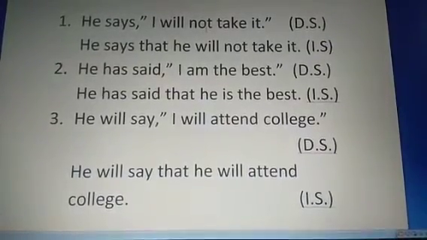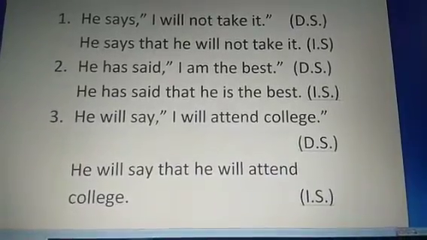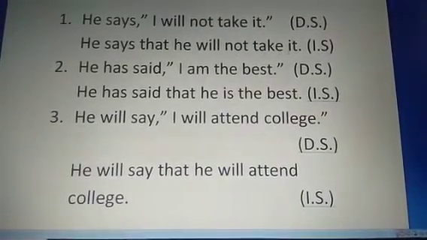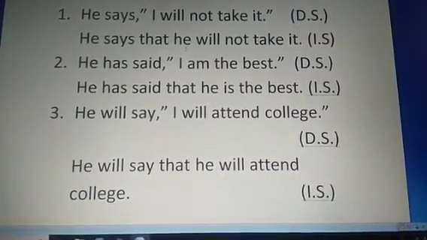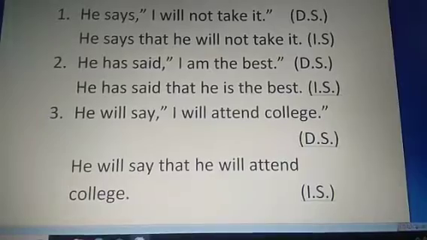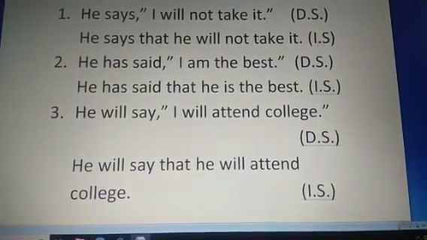And when this direct speech is changed into indirect one, it goes like, he says that he will not take it. Okay, so there is one change, which is he, which is a pronoun, and the rest will have to be kept as it is. And this one is an indirect speech.